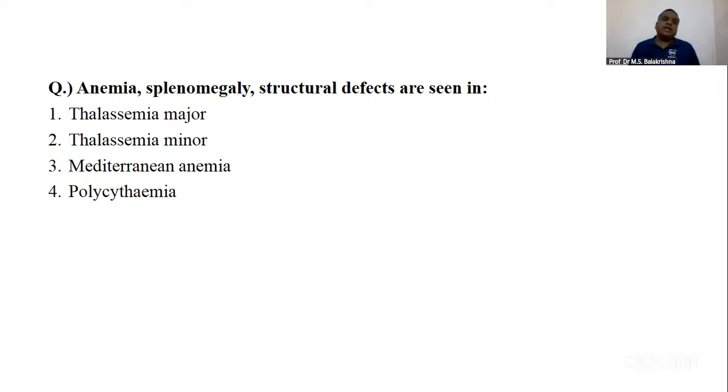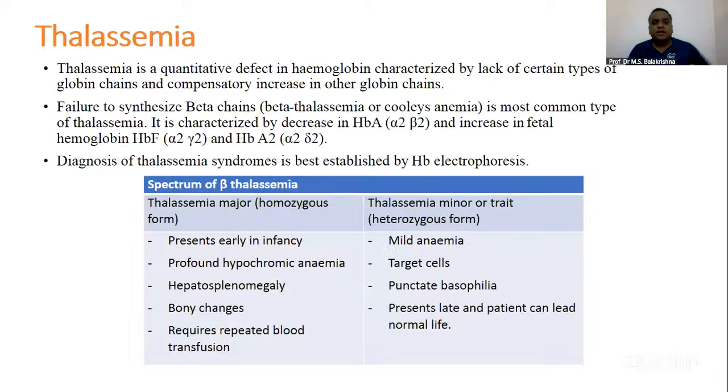Anemia, splenomegaly, and structural defects are seen in, so this is nothing but seen in thalassemia major. Okay. So thalassemia is of two types: thalassemia major and thalassemia minor. So this thalassemia major is present in infancy, small kids, and then hypochromic anemia. It's seen more hypochromic, hepatosplenomegaly. So that is enlarged, bony changes take place. So this defect is because the globin chain is defective in hemoglobin, the globin.